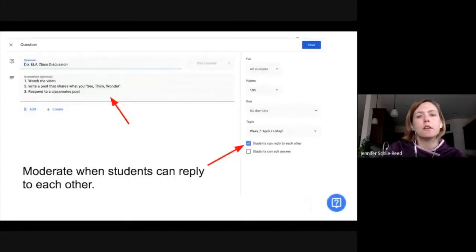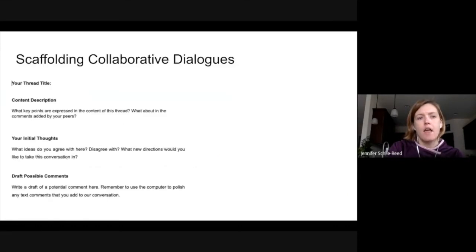And so here's what it looks like if you were clicking and creating an instruction. So you would have what it is they're supposed to do. And then as you can see in this assignment, it says respond to a classmate's post. But as you can see, you can moderate when students can reply to each other. On the right-hand side, I checked the box, and now it says students can reply to each other. So you're creating that interactivity, much like you could have in PowerSchool, in Google Classroom as well.